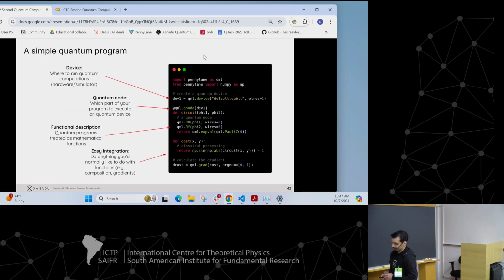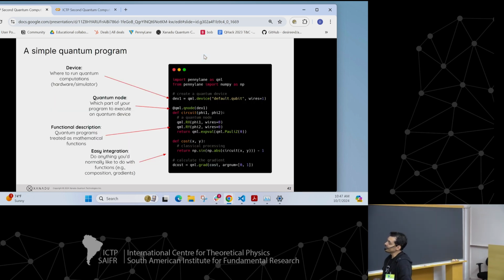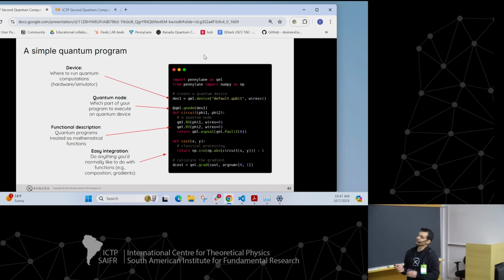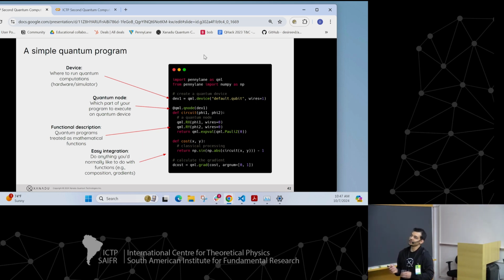So this is what a typical program looks like. It's a very simple one, but you can see the general idea here. You create a device. You create your quantum circuit. You associate that circuit to your device through a QNode. And you can also define other functions that will run classically, for example, computing your cost function in a variational circuit, and interface between your quantum computation and your classical computation in a PennyLane program.